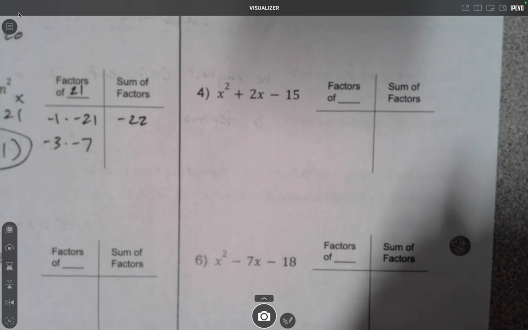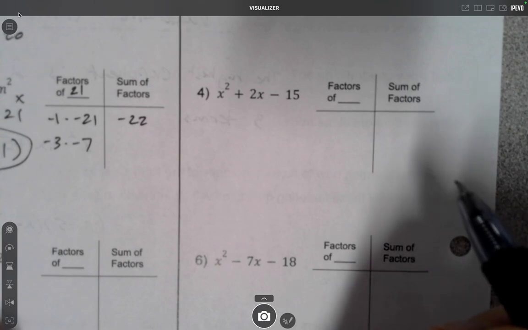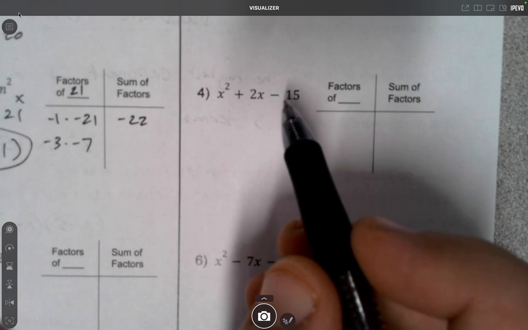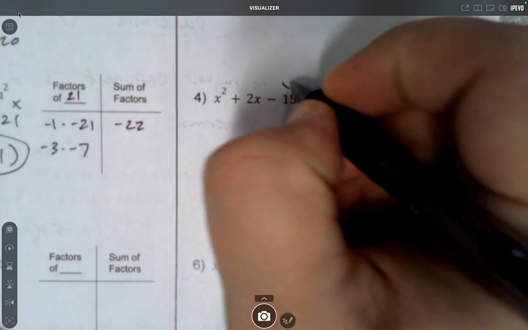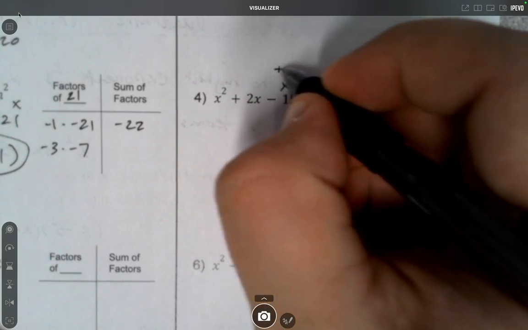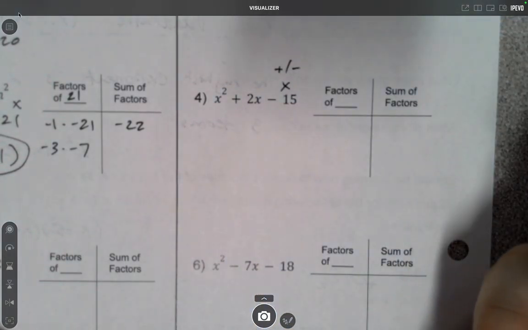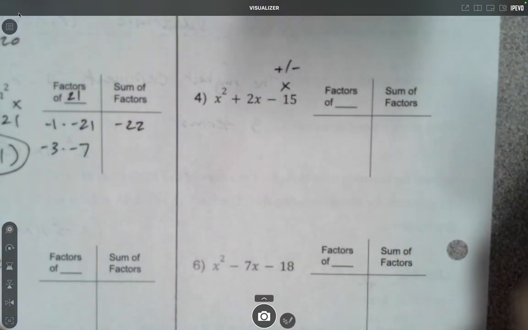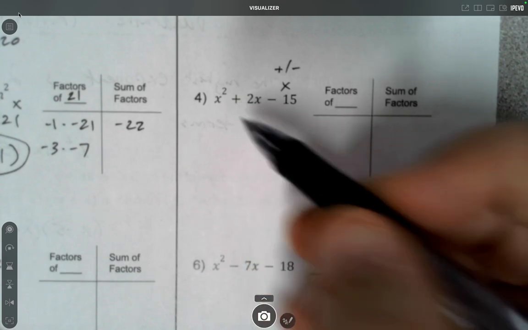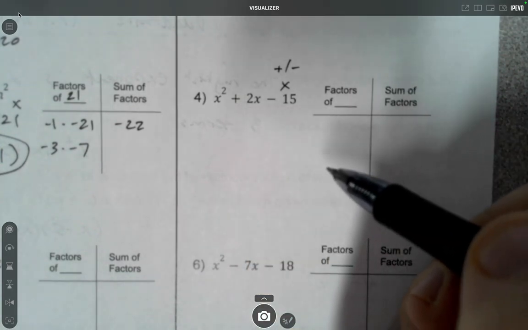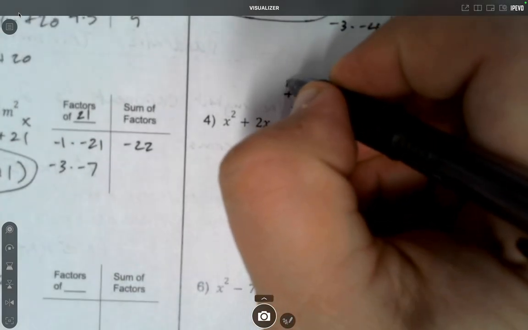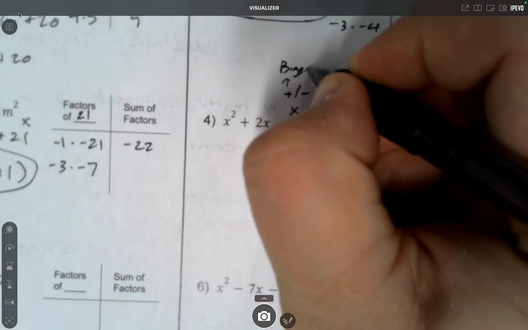Number 4, x squared plus 2x minus 15. Okay. So this time we need to multiply to be a negative number. So if you multiply two numbers together and they're negative, one has to be positive and one has to be negative. That's the only way you can multiply two numbers and get a negative. And this sign helps you think about which one is going to be positive or negative. Because if when you add the two numbers together, the result is positive, that means the bigger one must be the positive number.